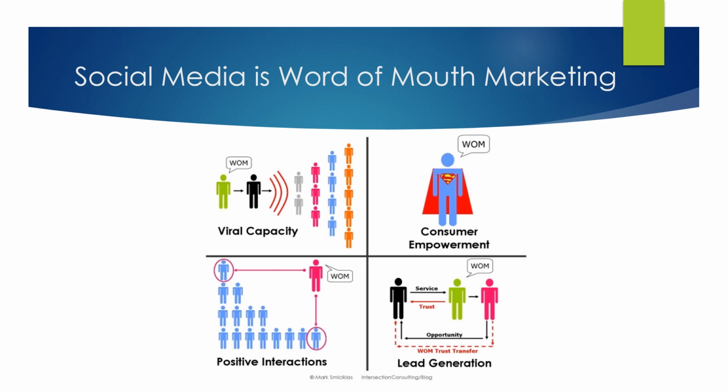Of course, social media is word of mouth marketing. How powerful is it today that I could go to a restaurant, have a great meal, and share it with my over 1,000 friends? You could not do that back then. So there's that viral capacity. Of course, there's positive interactions. Let's keep it positive on social media. That's what it's all about. And the consumer is very empowered now because they can give their reviews right online, and they can interact with the owners of a business or a restaurant or whatever, and have a conversation. And of course, with the word of mouth marketing and one-to-one marketing that social media has, it's a great lead generator.